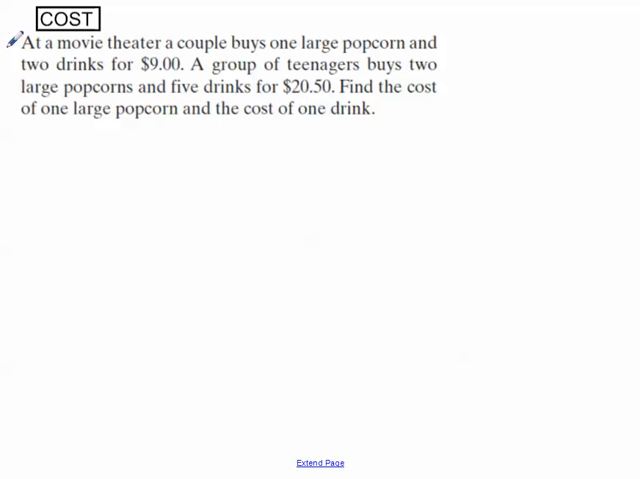So here's the situation. At a movie theater, a couple buys 1 large popcorn and 2 drinks for $9. A group of teenagers buys 2 large popcorns and 5 drinks for $20.50. Find the cost of 1 large popcorn and the cost of 1 drink. So we're going to look at what we're looking for: the cost of 1 large popcorn, the cost of 1 drink. So we're going to define things.